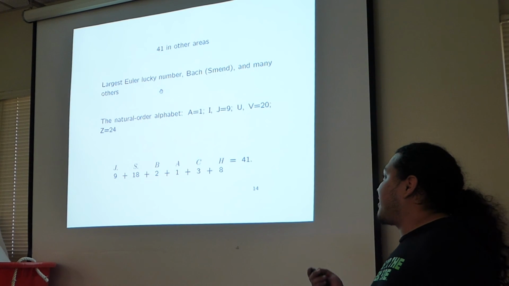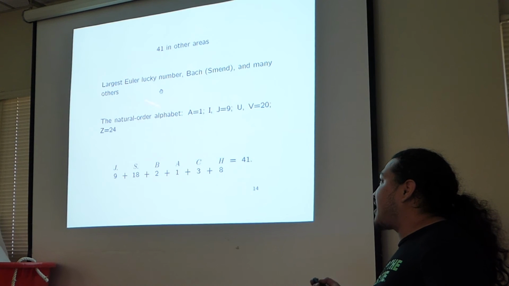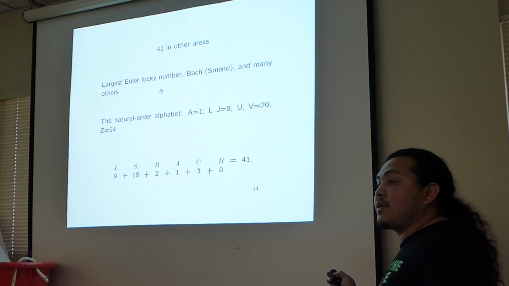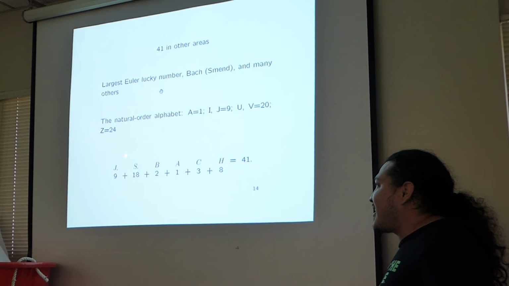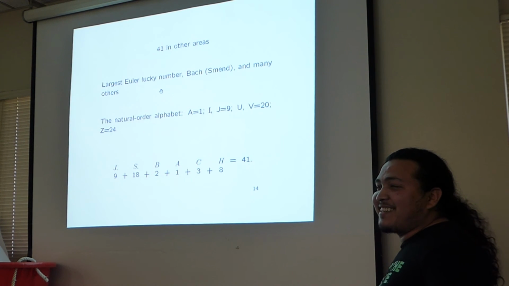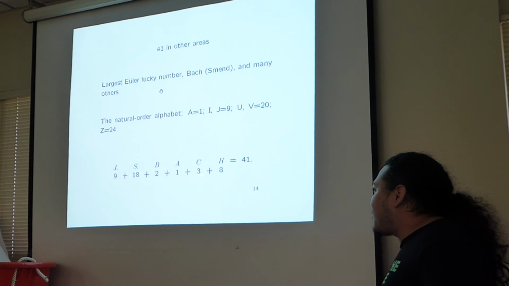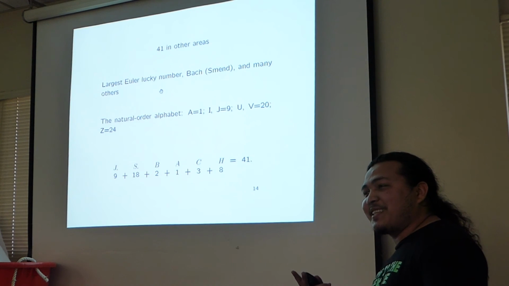Another thing is if you look at a natural order alphabet where A is 1 and Z ends up being 24, because you count I and J as the number 9, and U and V as the number 20, you end up with Z at 24. But if you take this natural order alphabet and you look at the letters of J.S. Bach, J is 9, S is 18, B is 2, and you add them up, they add up to 41. And then if you just take the Bach part, you get 2 plus 1 plus 3 plus 8, and that's 14, which is 41 with the digits reversed.